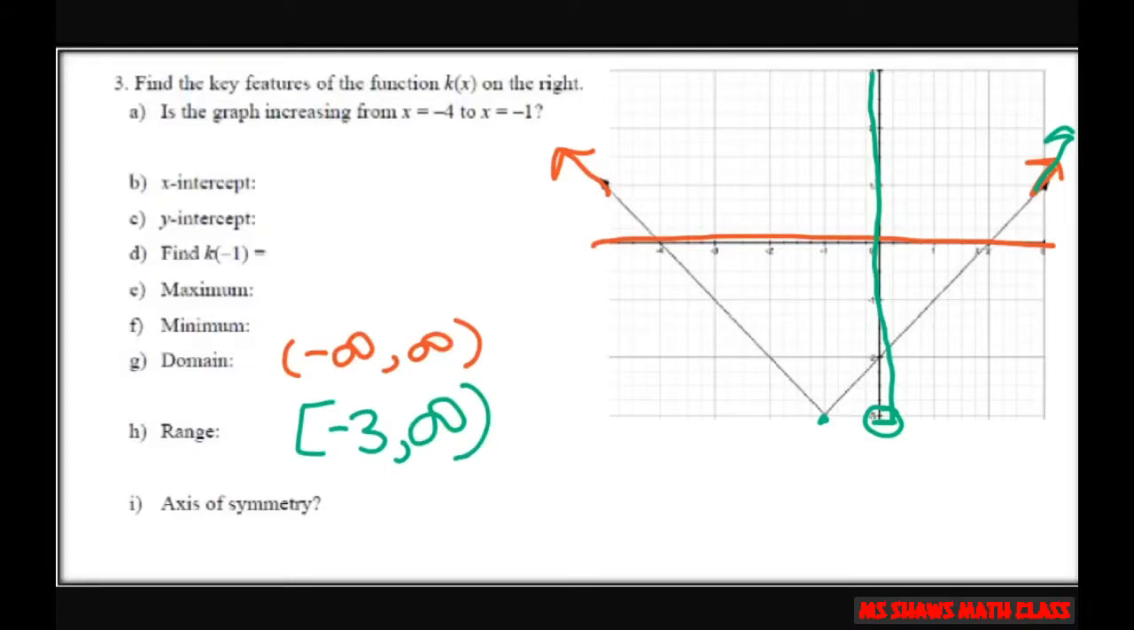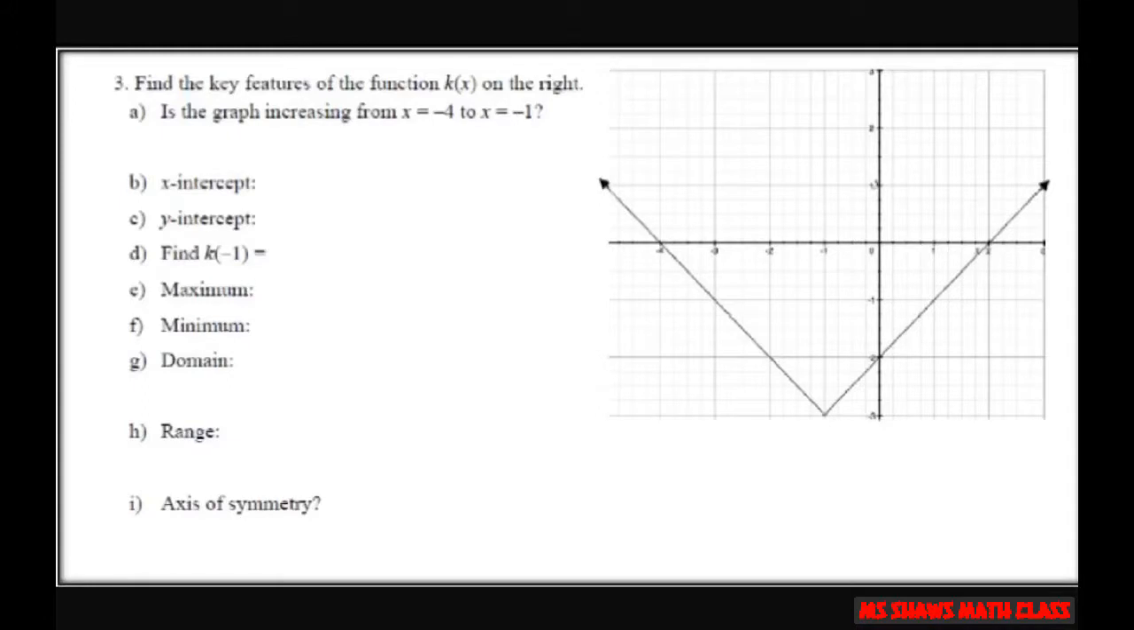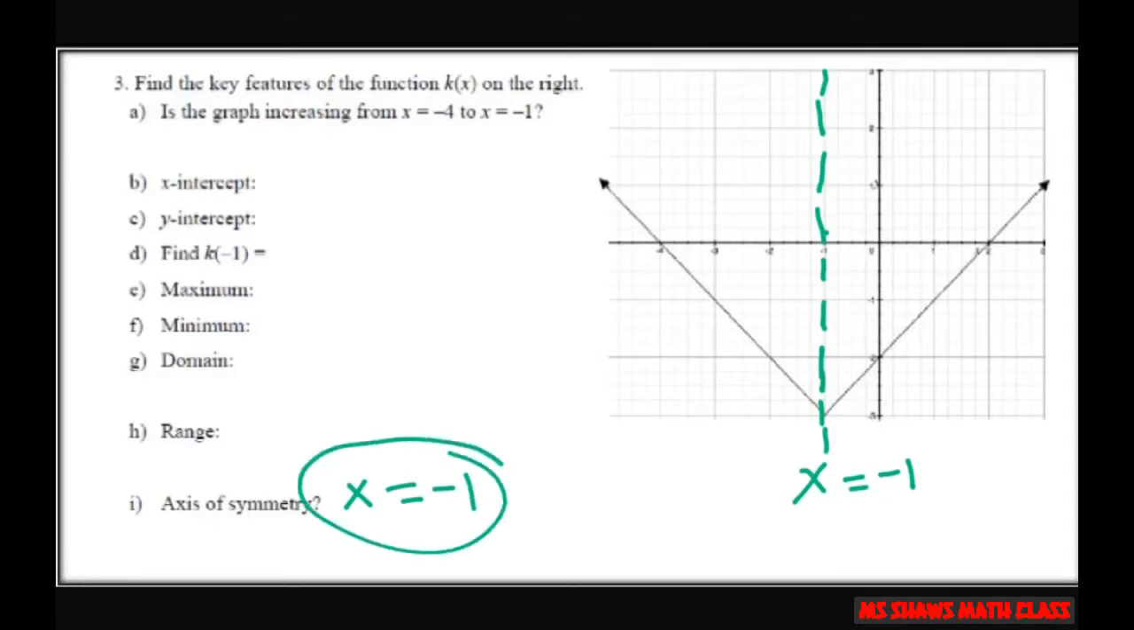Axis of symmetry is a line. So that means your axis of symmetry, draw this line here. And that's an x line. So x equals negative 1, and that's your axis of symmetry. You always have to write the x. Okay, because the axis of symmetry is a line.